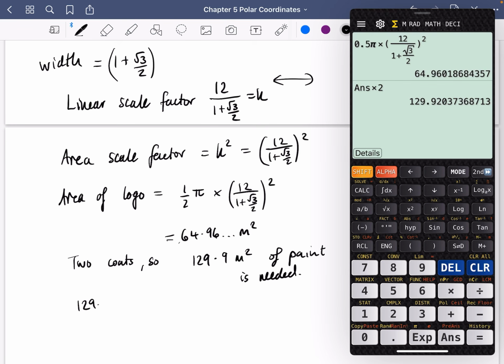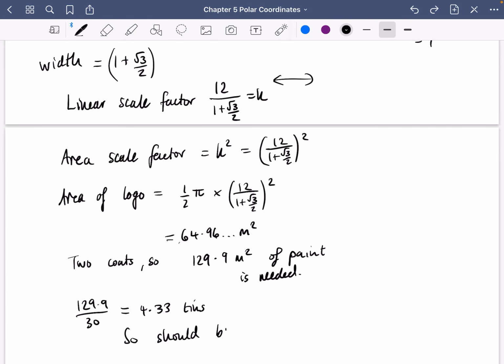So we do 129.9 divided by 30 to find out how many tins we need. So we get 4.33 tins. So you should buy 5 tins so that you have enough. So you should buy 5 tins to have enough paint.